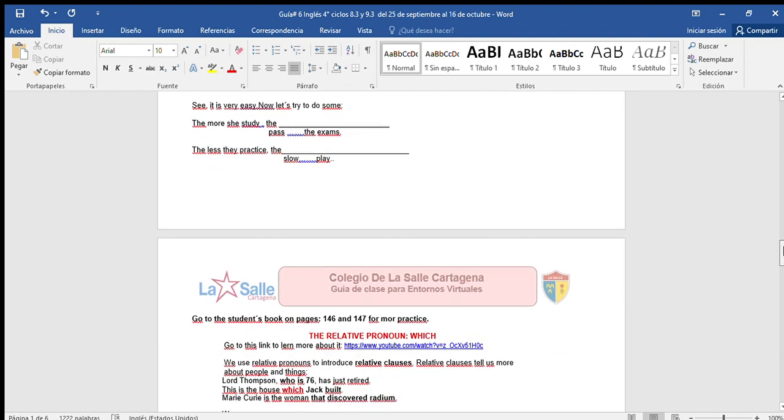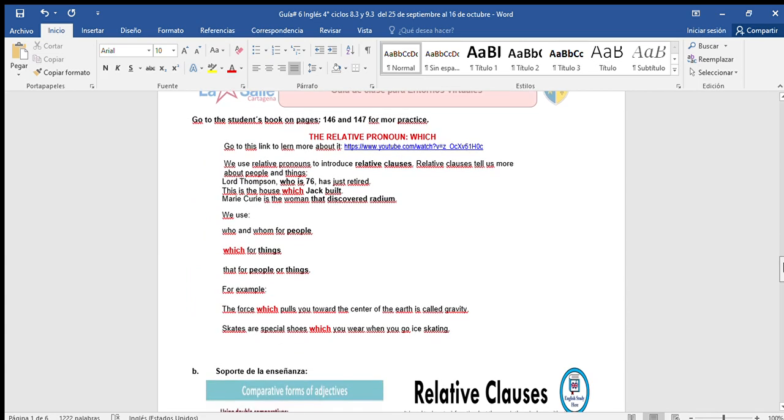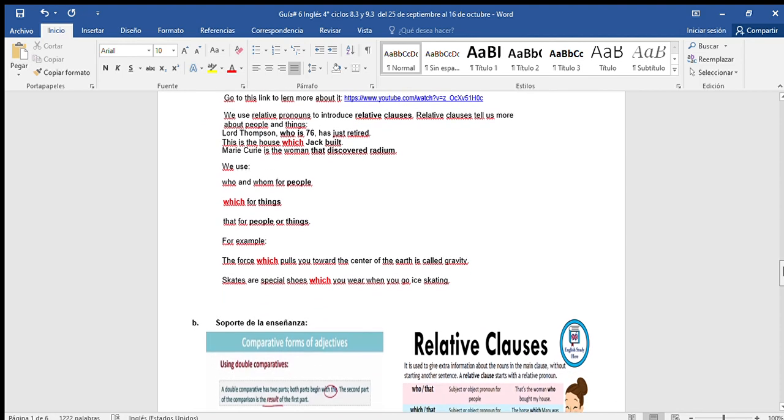Okay, I want you to do more exercises, so you can go to pages 146 and 147 in the student's book for more practicing. The relative pronoun which.